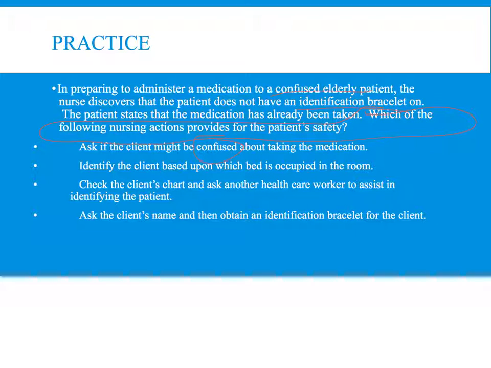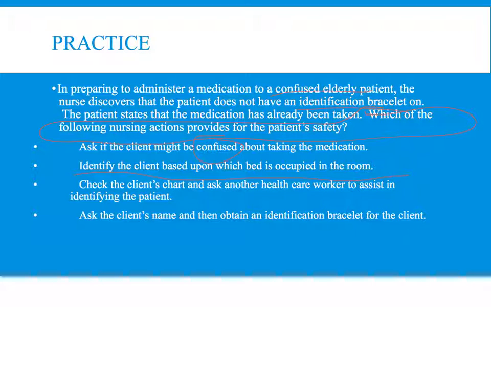For answer B, identify the client based upon which bed is occupied in the room. Well, clients can often wander and can wander into other rooms. So is this the most accurate way to safely provide for this patient's safety? I'm not sure that would be the best way, because we know that another patient could have walked into that room, or it could be a visitor for all we know. So let's look, I'm going to eliminate that one myself.